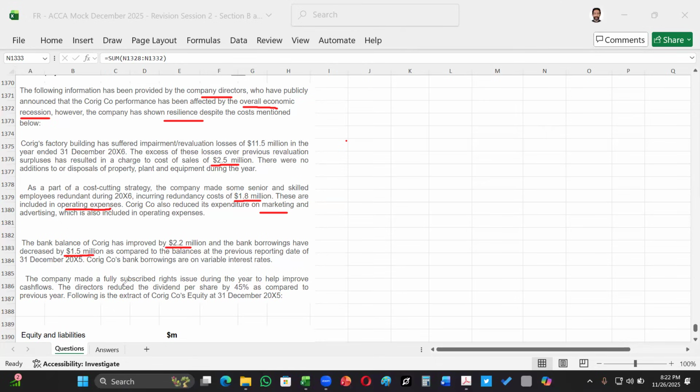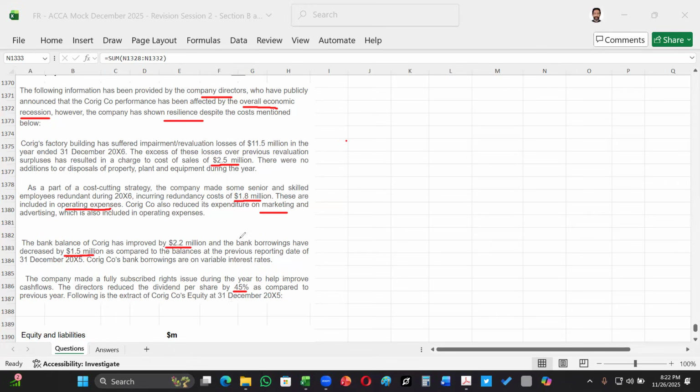Okay, so the company made a fully subscribed rights issue during this year to help improve cash flows. The directors reduced the dividend per share by 45% as compared to the previous year. So whatever dividend they were giving, they have given a dividend, but that dividend is 45% less. Following is the extract of the company's equity at 31st of December 2025.